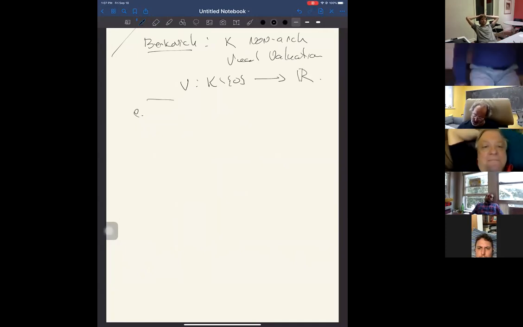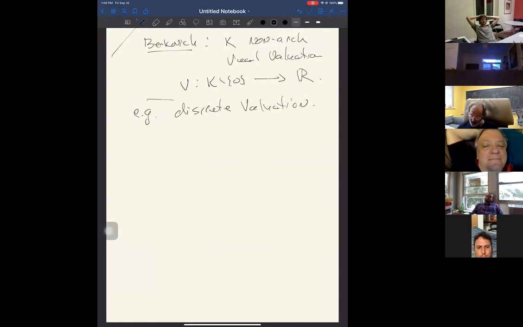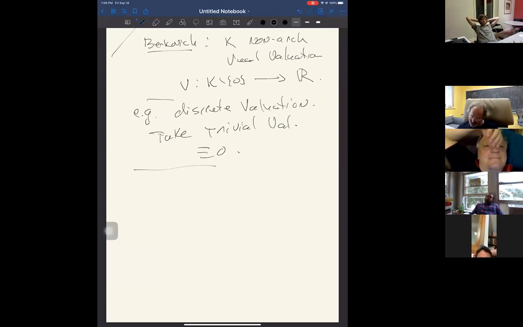What examples? Well, you could take a discrete valuation, the quotient field of a DVR, or you can take what is going to be the most important example for us, the trivial valuation. You just take identically 0. Every field has the trivial valuation. That's perfectly fine. Now take X to be a scheme over K.